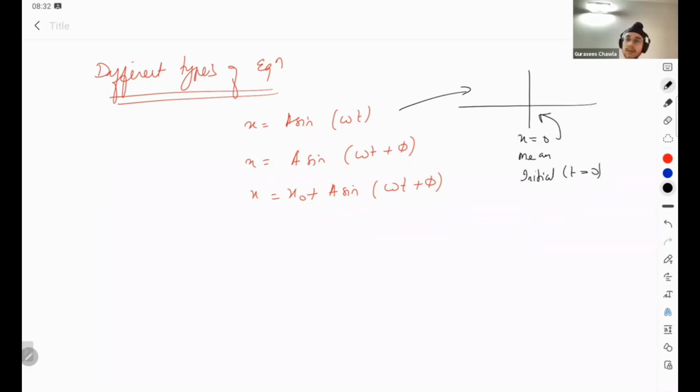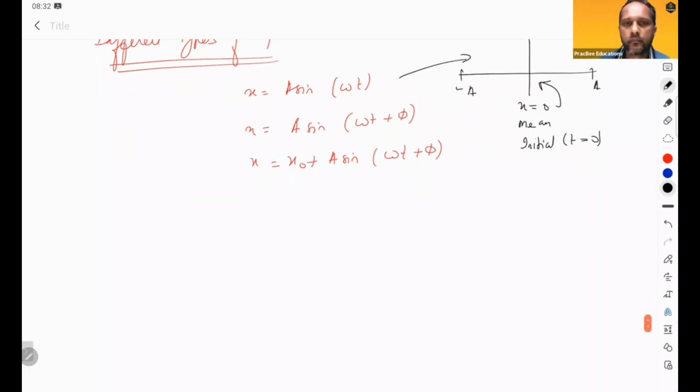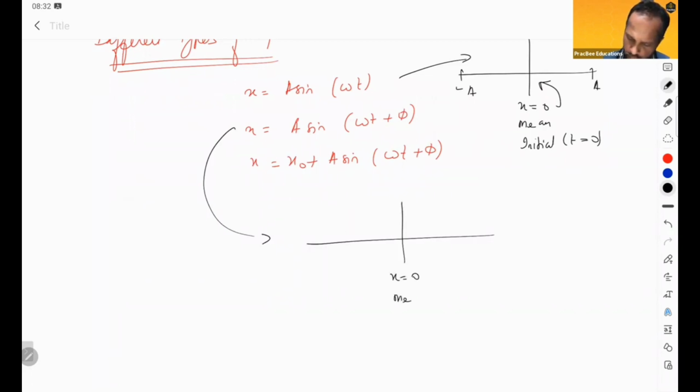Okay Gurashish. हाँ. दूसरे वाले इक्वेशन में क्या होगा कि this is x equals to 0, this is mean position, but t equals to 0 is somewhere else. This is the initial position. Right. And this distance is x naught. So this phi is sine inverse of x naught by a.